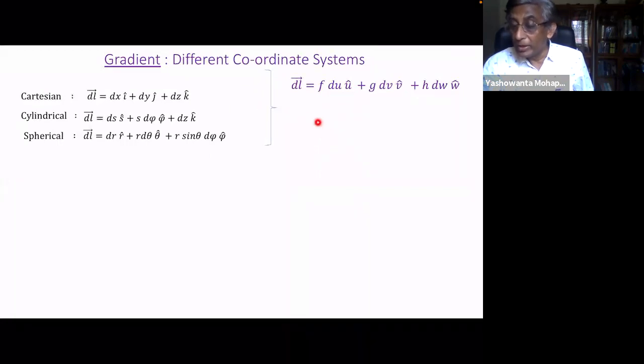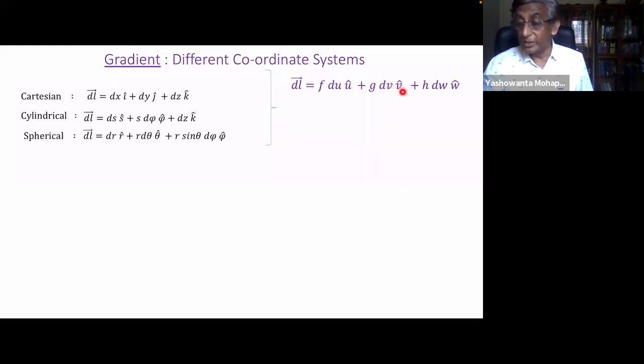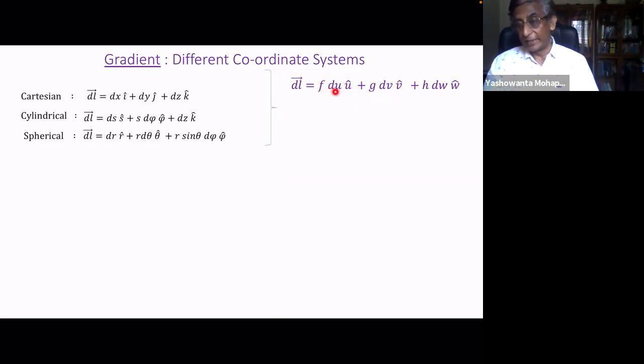In general, dl is, let's say u, v, and w are the differential elements in the three coordinates. For example, u is x, v is y, and w is z in Cartesian. u is s, v is phi, and w is z in cylindrical coordinate system, and this is r, theta, and phi in spherical. So I'm generalizing, as if there is an f, g, h, which is the weight in the differential element. f du would be the length element in that particular orthogonal direction. g dv is the length element, with dimensions of length, in the v hat direction.